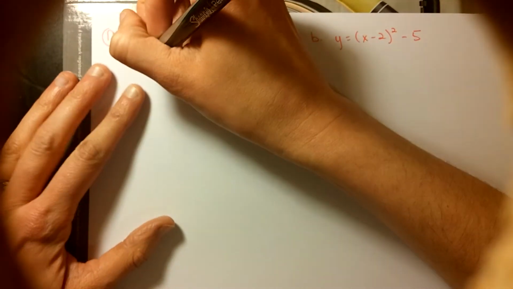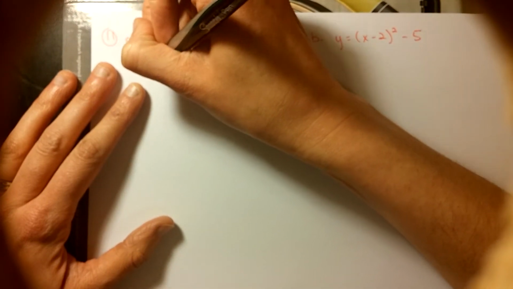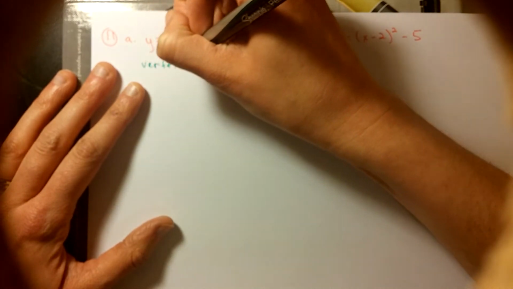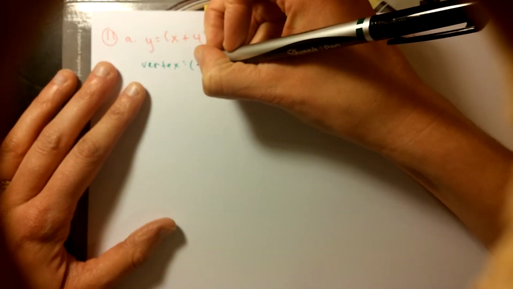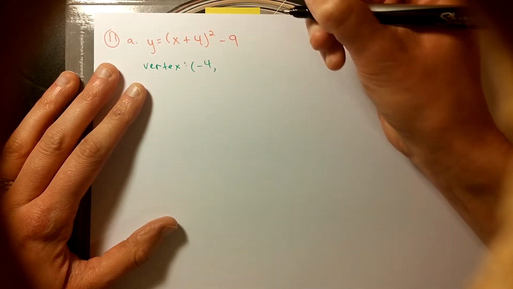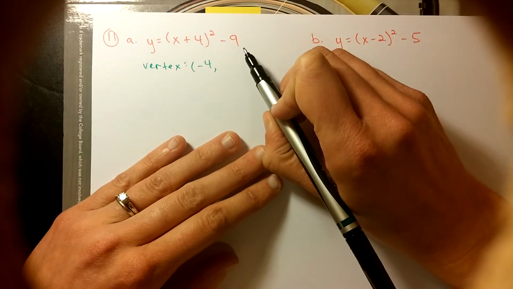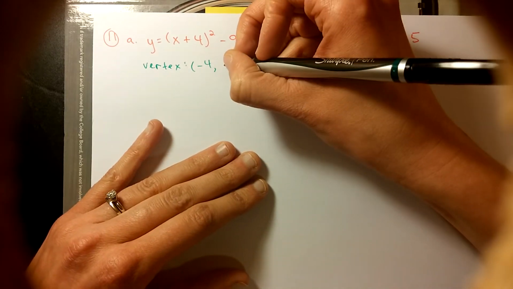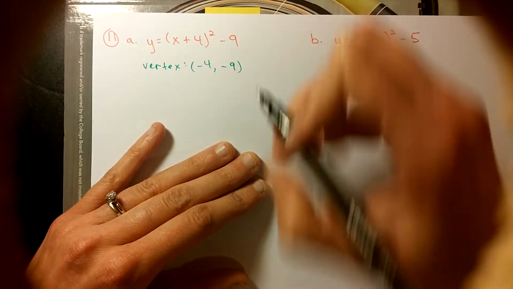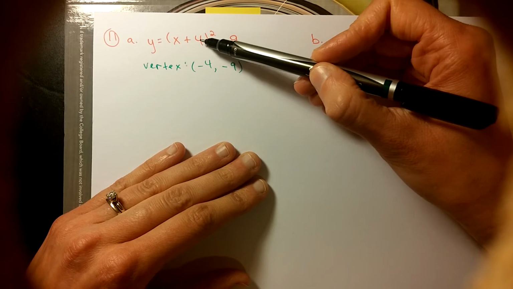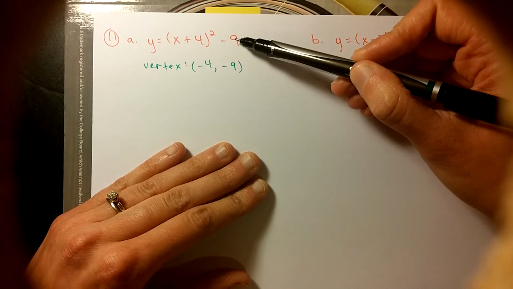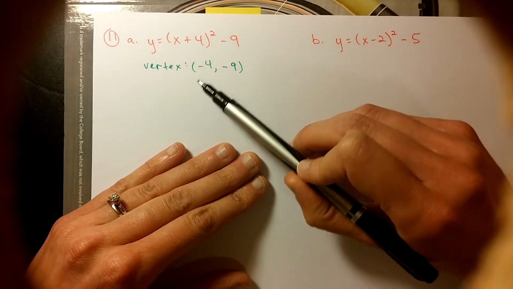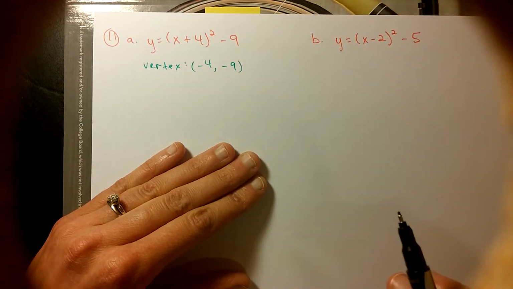So that means that my vertex for A will be at -4, will be its x-coordinate. And then this number that comes after the parentheses, whatever that is, is the y-coordinate of the vertex. So it's always going to be opposite of this one is the x-coordinate. Whatever this one is, that's the y-coordinate. So this one's vertex is at -4, -9.